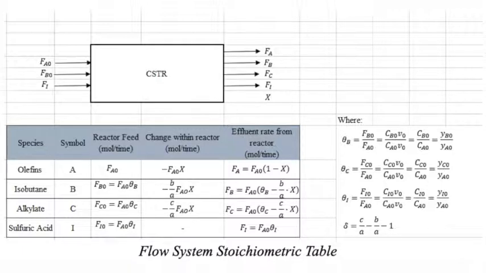In this CSTR, there is an olefin inflow as the main inflow, an isobutane inflow that will be reacting with the olefin, and, as a catalyst, a sulfuric acid inflow. As can be seen in the presented stoichiometric table, the outflows are a function of the conversion and the stoichiometric coefficients of the reaction. The main outflow will be that of the alkylate, which is our product in this process.